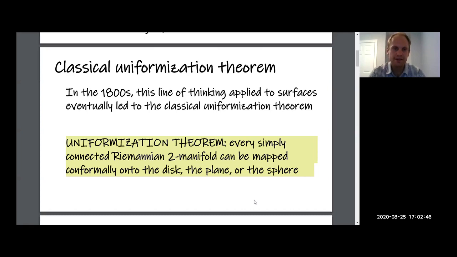And the culmination of that in the 1800s was the classical uniformization theorem of Poincaré and Koebe. In today's terms, we say that every simply connected Riemannian two-manifold can be mapped conformally onto either the disk, the plane, or the sphere. And conformally here just means that a small ball, or an infinitesimal ball, gets mapped onto an infinitesimal ball in the target space.